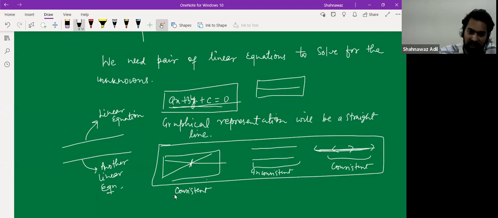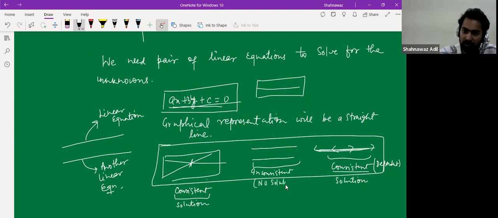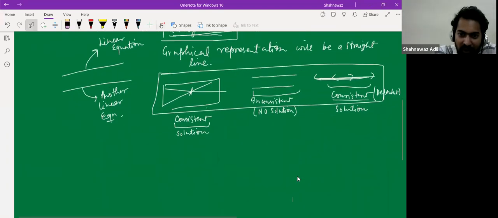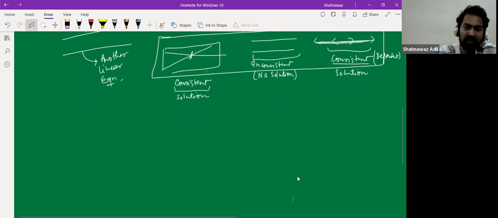Consistent meaning there is a solution. So this graph has a solution, this has a solution, and this is also called dependent when they are coinciding. And this has no solution. So this is about the graphical solution. I have already told you about the method of plotting, right?